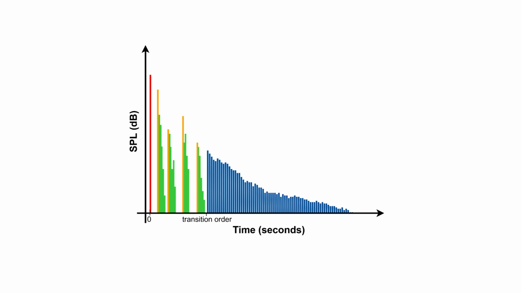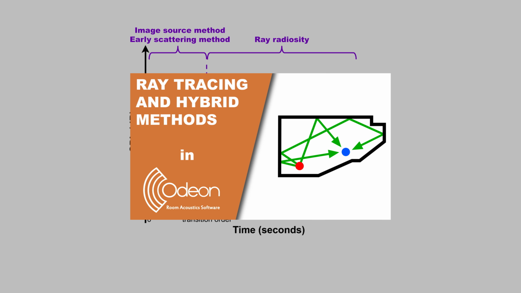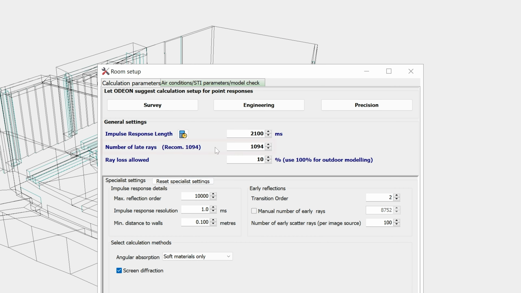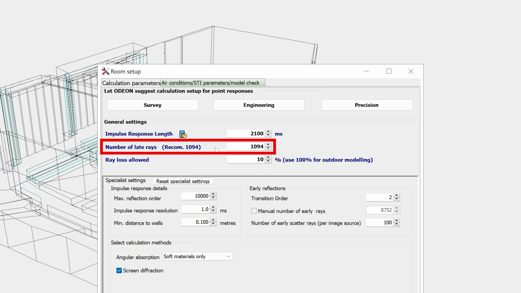For the early reflections, ODEON will use ray tracing to find valid image sources, as well as generate secondary sources for early scattering. For the late reflections, ODEON uses the ray radiosity method. These are explained in more detail in our video on ray tracing and hybrid methods in ODEON. Then, this number of late rays is the number of rays used for the late reflection stage. If this is too low, it can harm the calculation accuracy. But if it is too high, again, it will extend the calculation time. Initially, ODEON will suggest a number based on your geometry.